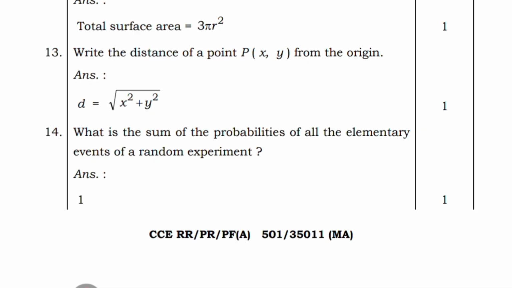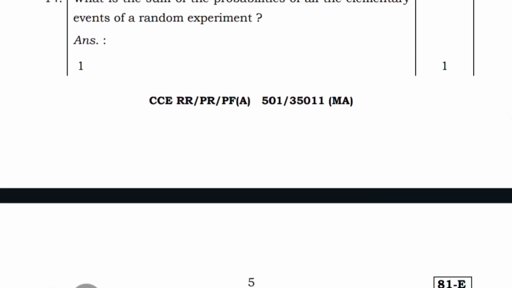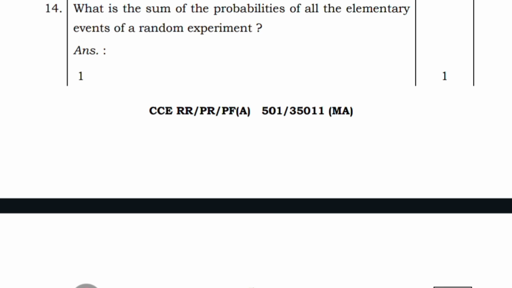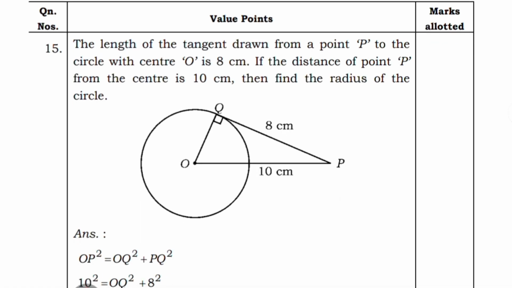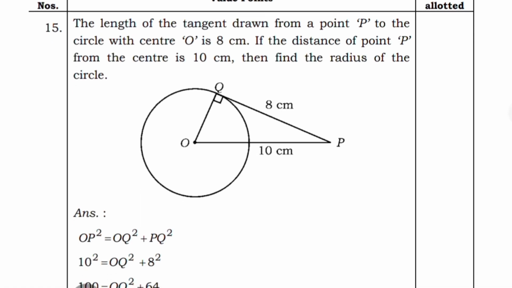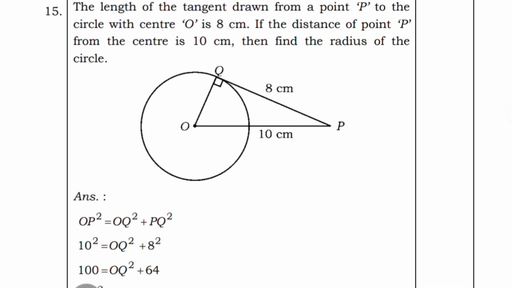It is from coordinate geometry. So d is equal to the square root of x square plus y square. That is the correct answer. What is the sum of the probabilities of all elementary events of a random experiment? Answer: 1. Coming to the 15th question, it is related to circle, and see how they are solved.